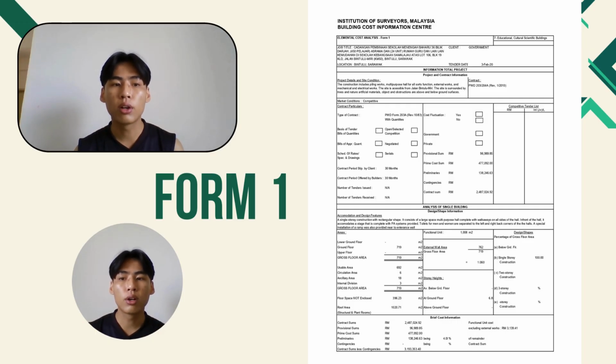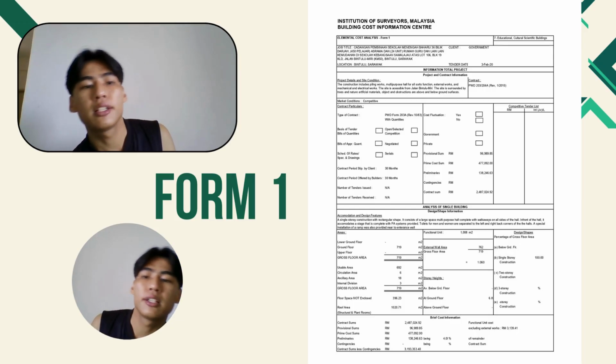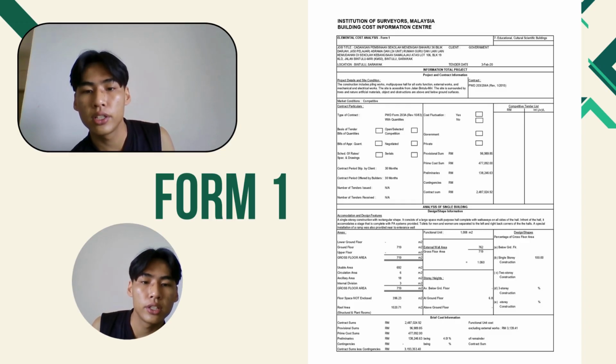The functional unit of this project is 1,800 meters square. Gross floor area is 719 meters square. External wall area is 762 meters square. Roof area is 1.2K meters square, the closed floor space is 396.23 meters square, and the storey height of the ground is 6.8 meters.